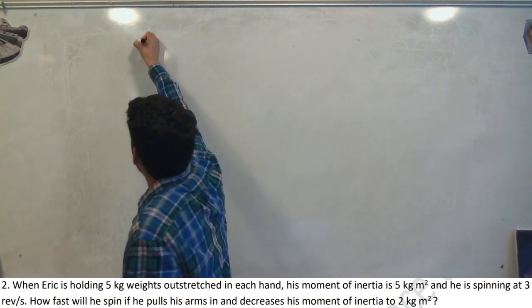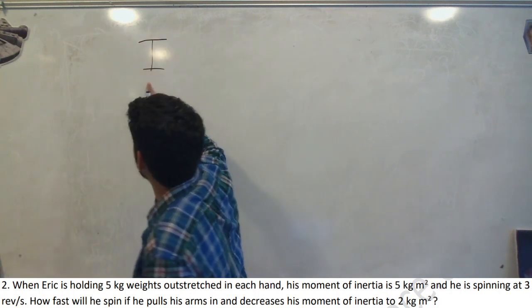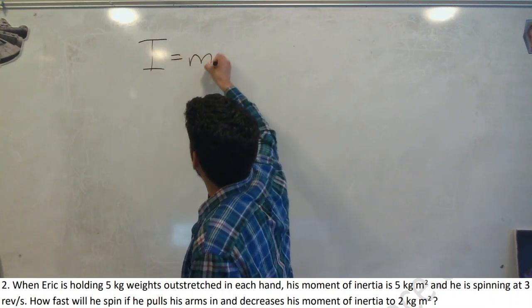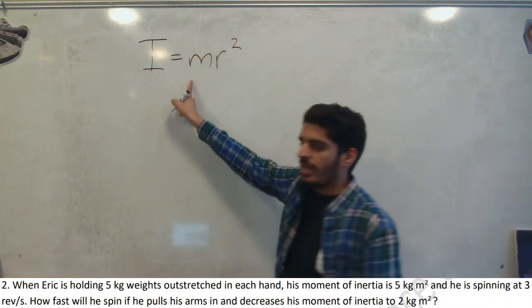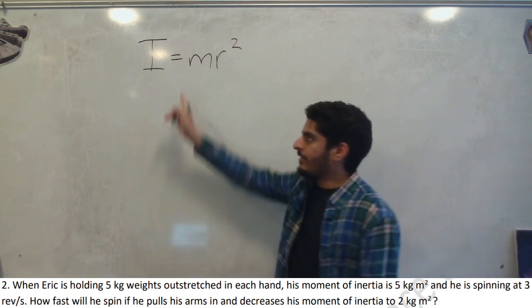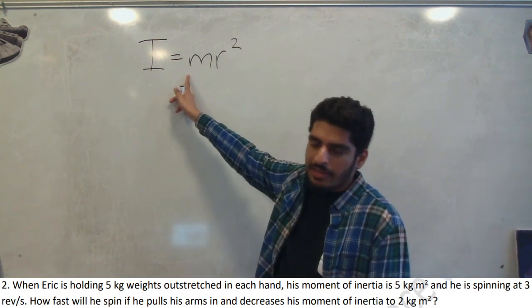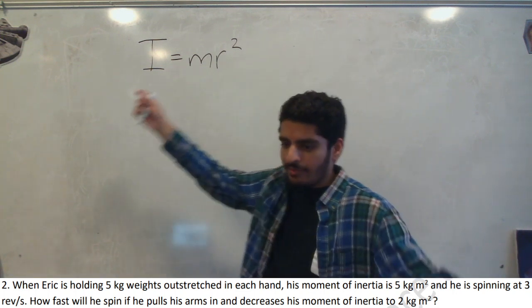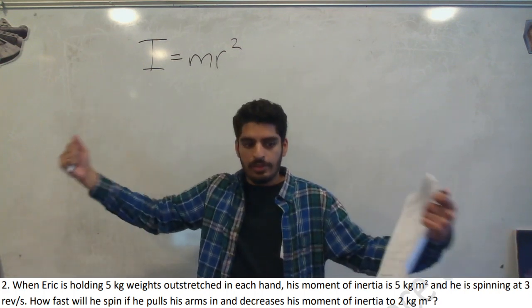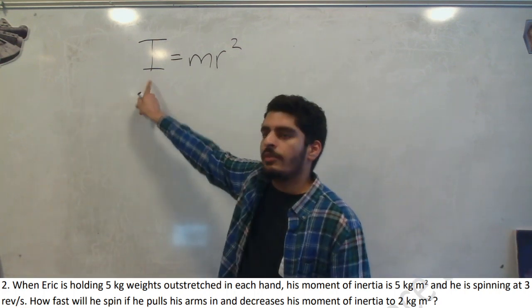Because the moment of inertia, I, is just equal to mr squared, which means your mass times the radius squared. Well, you can't change your mass. You can't change the mass of anything, but you can change the radius. And if the radius decreases and you're pulling your arms inward, that's going to decrease your moment of inertia.